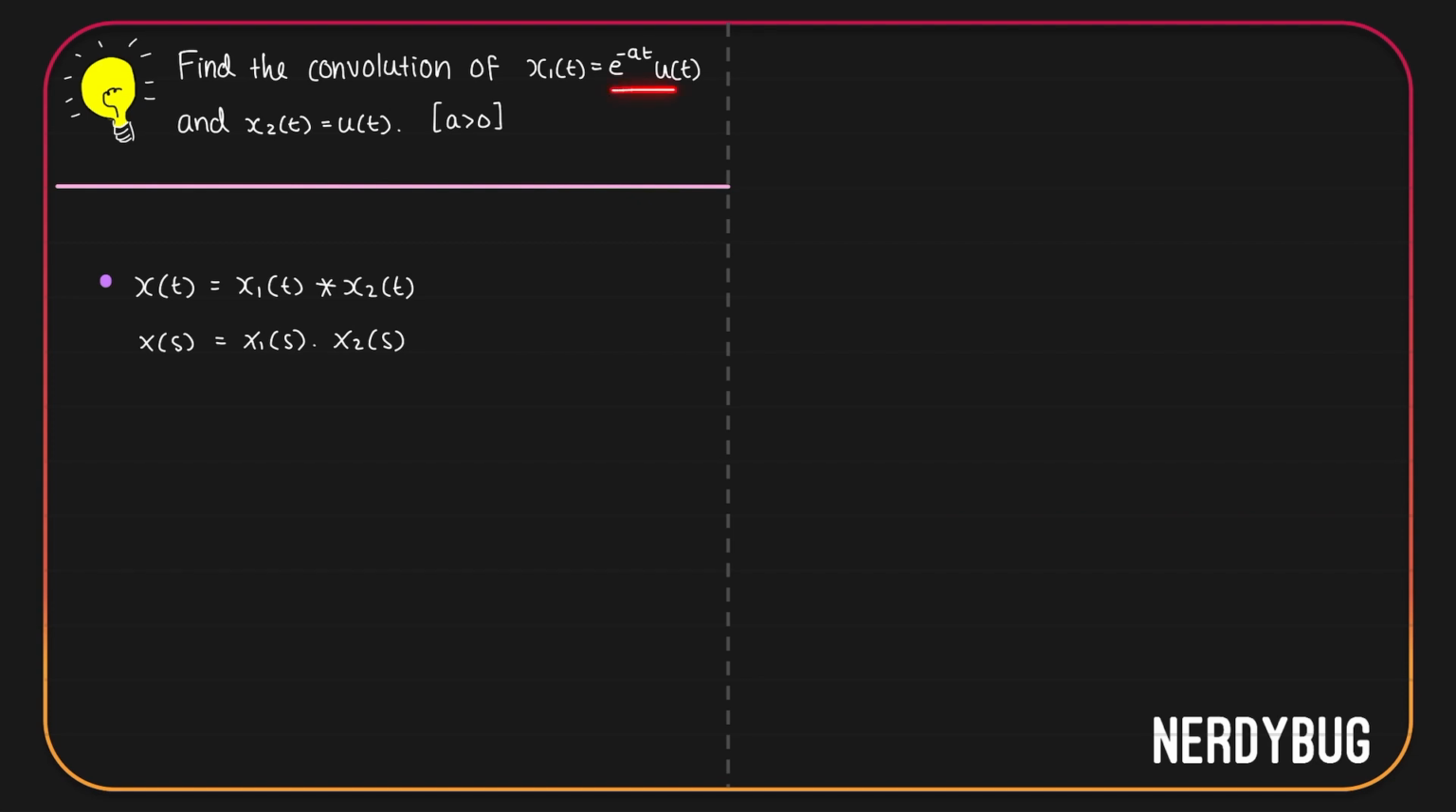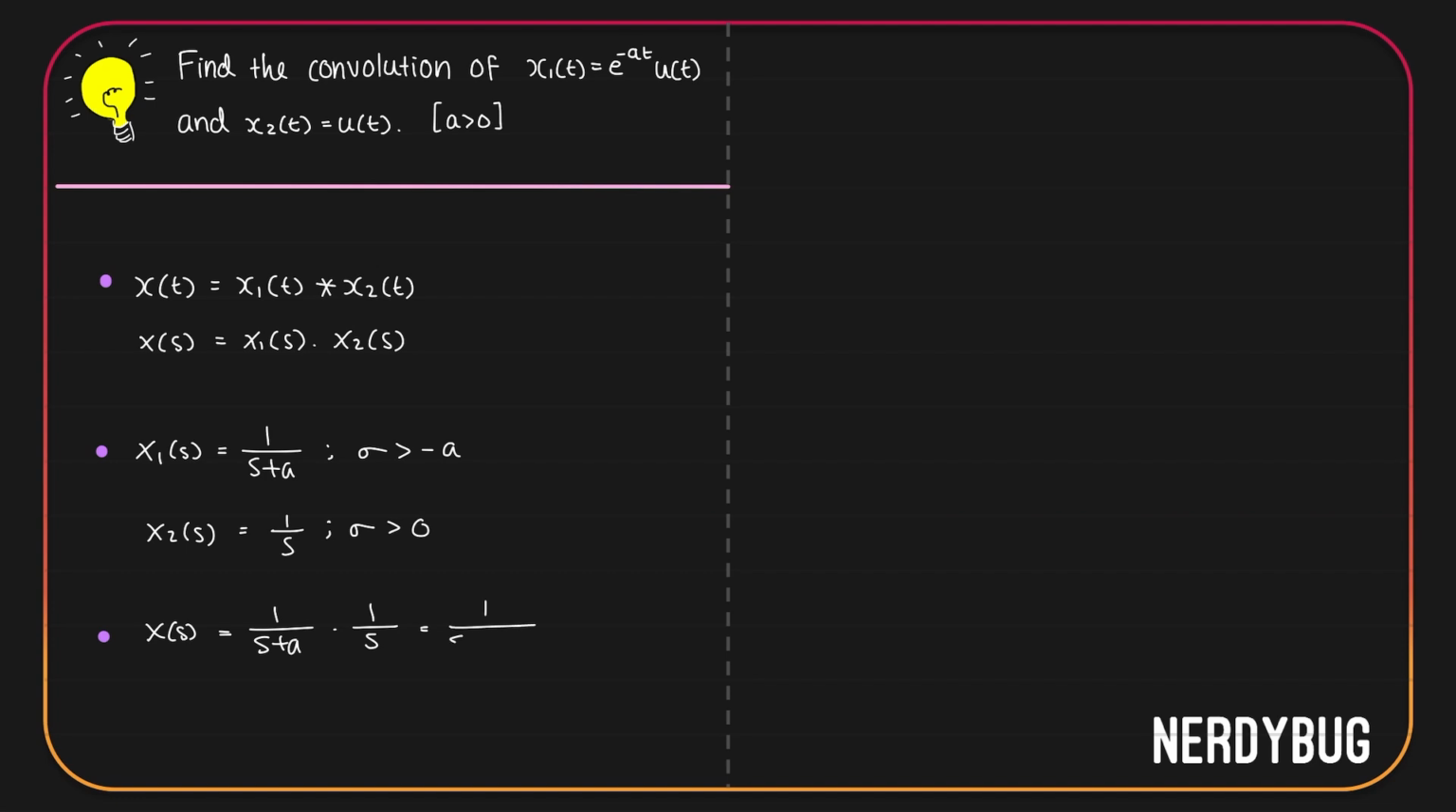x1 of t is e raised to minus at u of t. So X1 of s is going to be 1 by (s plus a). ROC is sigma greater than minus a. x2 of t is u of t. We have already found the Laplace transform of u of t. So X2 of s is 1 by s and sigma is greater than 0. Now X of s is the product of these two. So X of s is equal to 1 by (s plus a) multiplied by 1 by s, or 1 by s into (s plus a).